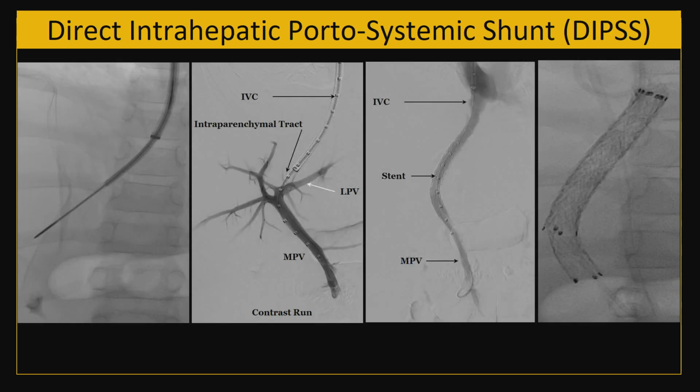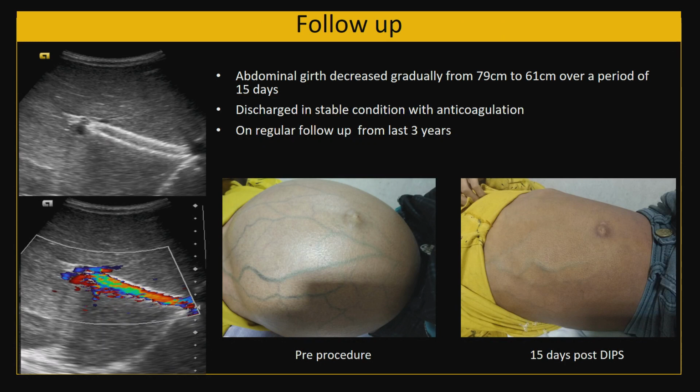So in the next step we did the direct intrahepatic portosystemic shunting. We entered through the IVC and directly punctured the portal vein. We have created a shunt channel within the liver parenchyma. We have put this stent, and so now the portal venous flow is diverted through this shunt into the systemic circulation. This led to significant reduction in the portal pressure.